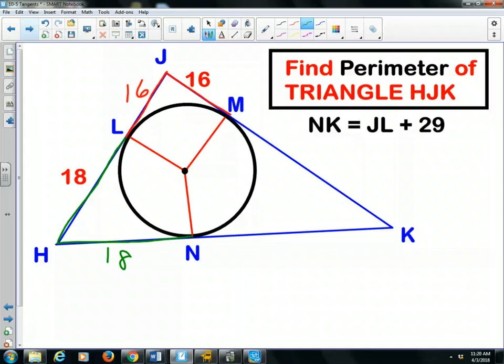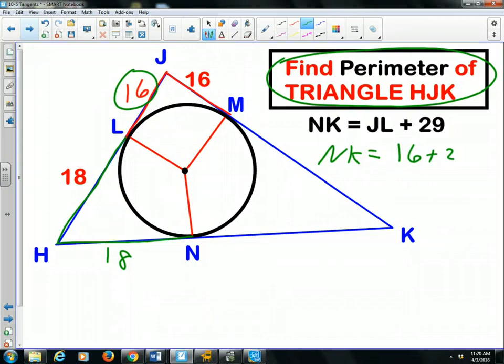I want to find the perimeter of this triangle. To find the perimeter, I need to know all three sides of the triangle. I don't know what MK is, and I don't know what NK is, but I do know that they're congruent to each other because they're both tangent lines that share a common endpoint. So NK equals JL plus 29. JL is 16, isn't it? So it is 16 plus 29, which is 45. So now that I know NK is 45, I also know that MK is also 45 because they're congruent.